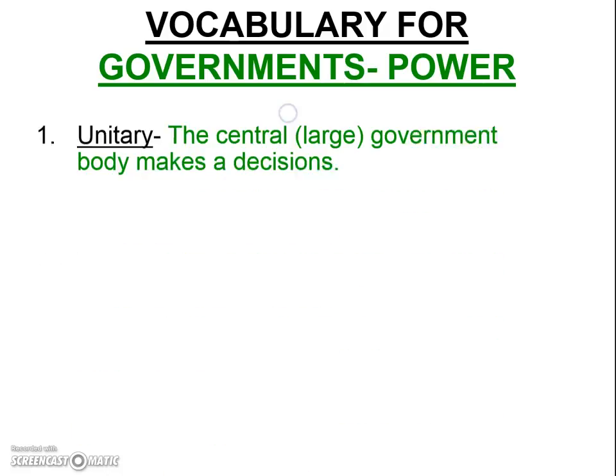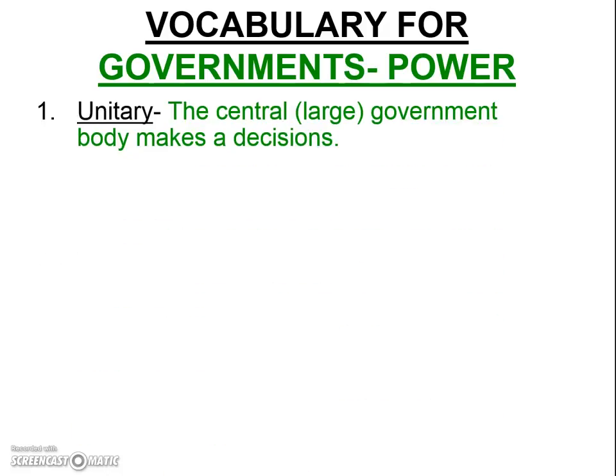Okay, we're going to start first with a unitary power structure. In a unitary power structure, the central or large government body makes all of the decisions in a society. Essentially, the large government has predominant power over all smaller forms of government. In fact, the unitary has exclusive power to make decisions and to make laws within those types of societies.